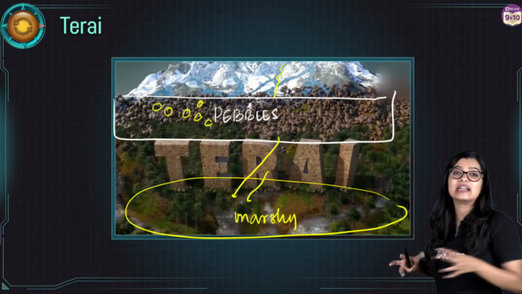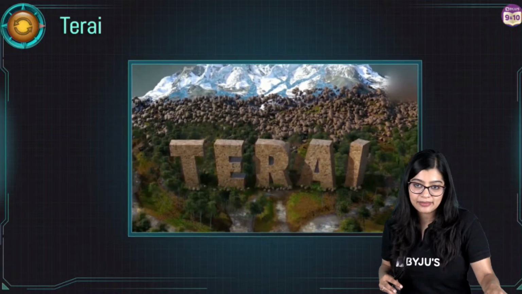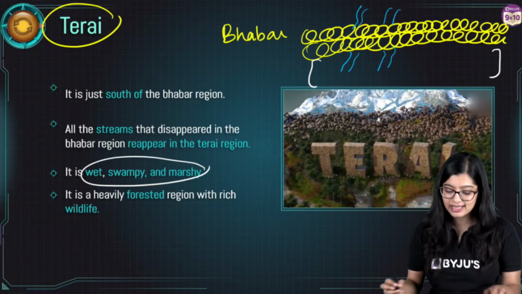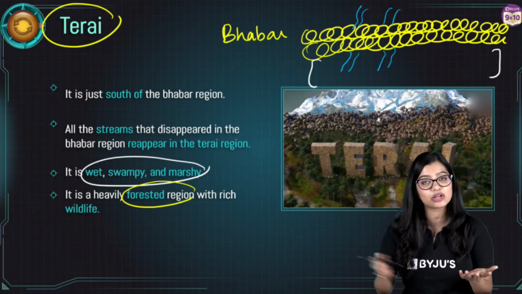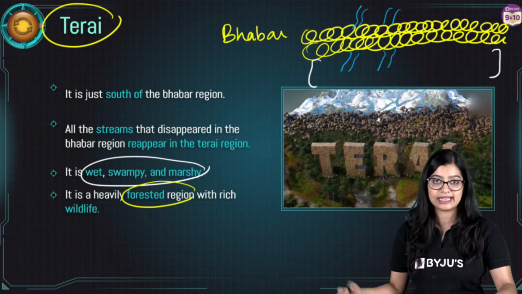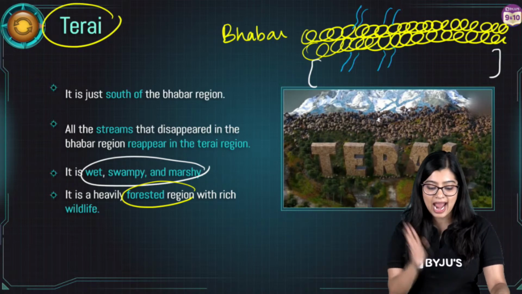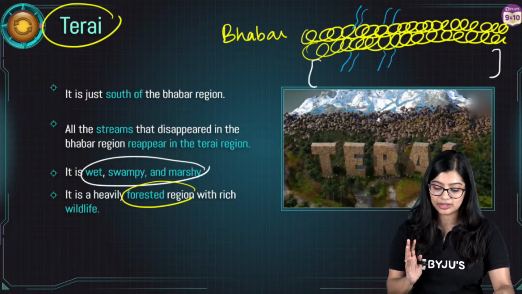When does it become muddy and marshy? When water is there. So your Terai region is basically the marshy region, and it of course has a lot of forest and wildlife, right? Because you know that a rich water supply is there. So this is your Terai and your Bhabar region.